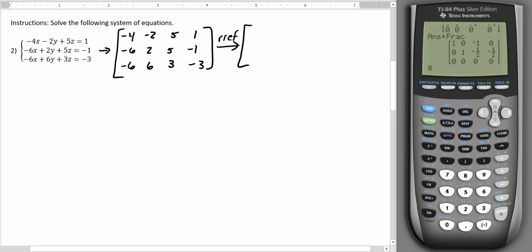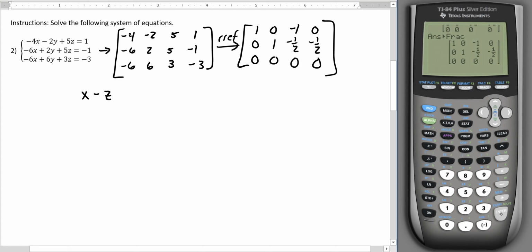So 1, 0, negative 1, 0, 0, 1, negative 1/2, negative 1/2, and a bottom row of zeros, which of course means infinite solutions. Now remember, if we have infinite solutions, that doesn't mean we are done. We don't just write infinite solutions. We need to finish this off. So let's write these equations. So I would have x minus z equals 0 and y minus 1/2 z equals negative 1/2.